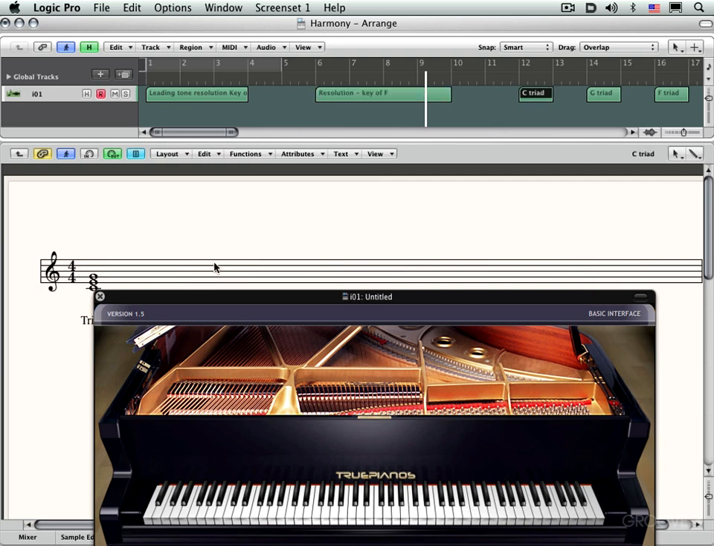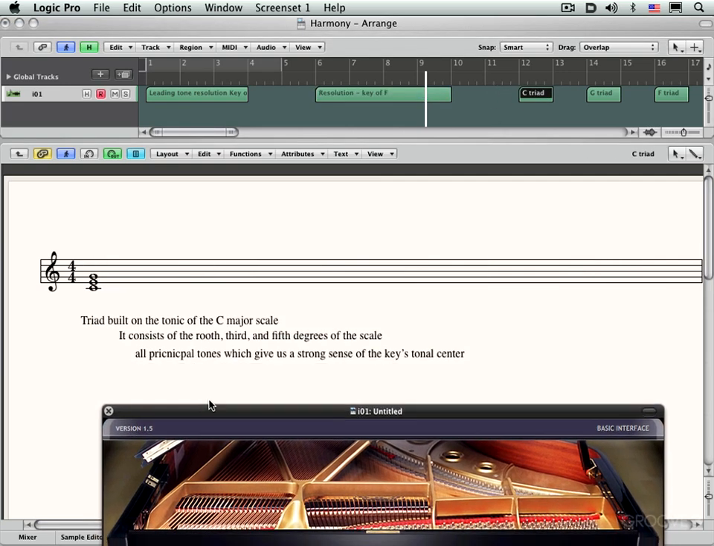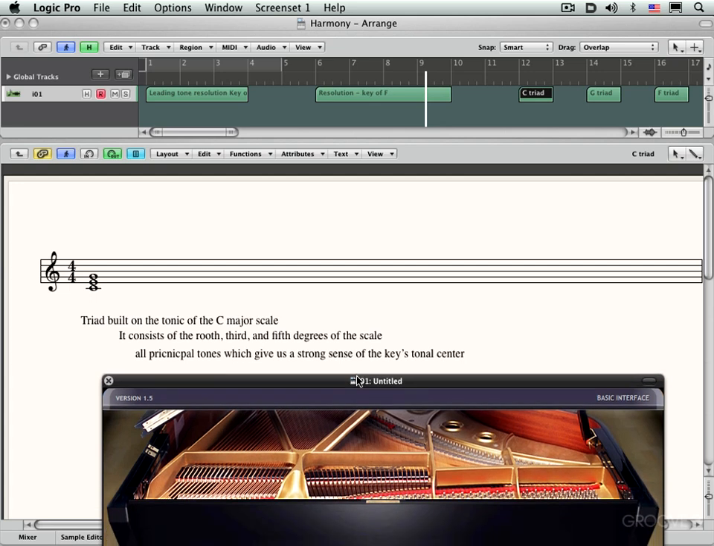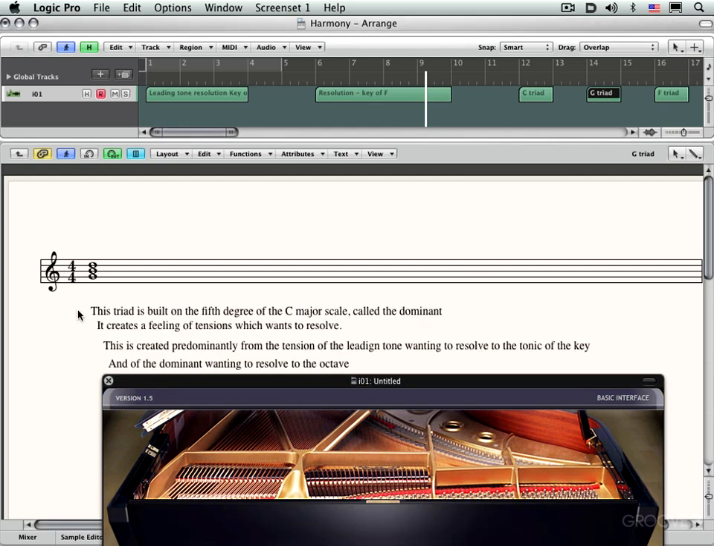Let's look at some examples here. Here's the C triad that I just played. And just a couple of bullet point notes. The triad built on the tonic of the C major scale is this one right here, and it consists of the root, third, and fifth degrees, 1, 3, and 5, and all the principal tones, which give us a strong sense of the key's tonal center. Now, if we build a triad on the dominant, we get a triad starting on the fifth degree. So here, we get a triad built on the fifth degree, and again, built in thirds.